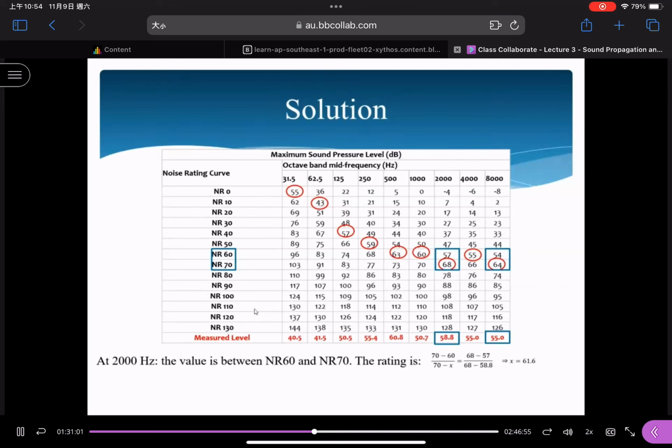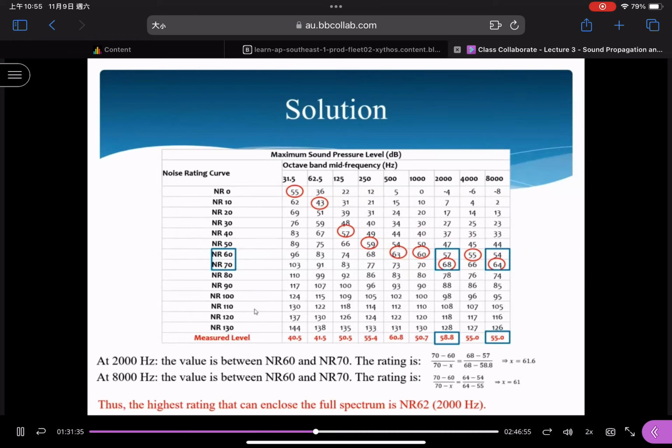But we still need to consider another figure, 8 kHz. For 8 kHz, the corresponding value is 55. It is in between 54 and 64. So we follow the same procedure. The value for 55 is NR61. Which one is larger? At 2 kHz, correct? So the highest rating should be NR62, not 61.6, because we need to express it as a whole integer. And that is the highest value at 2 kHz.